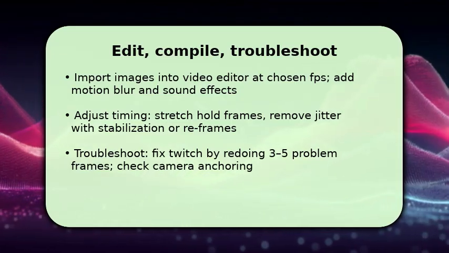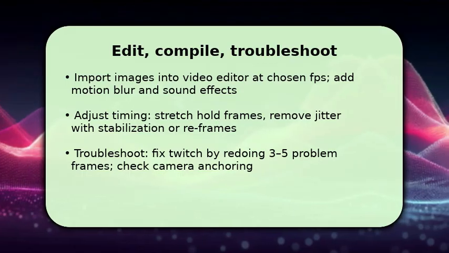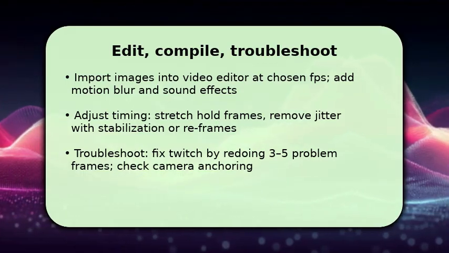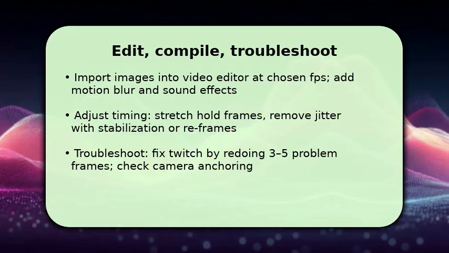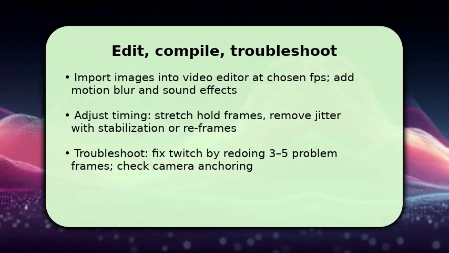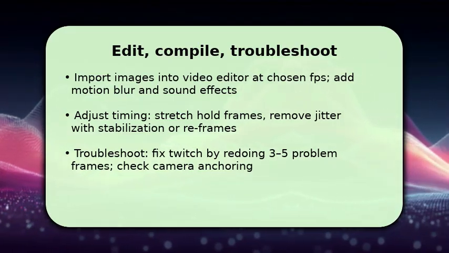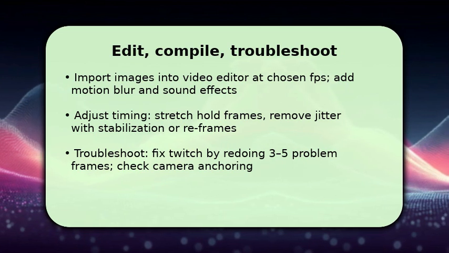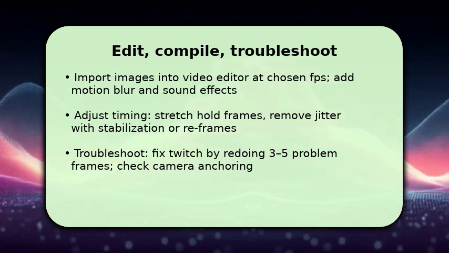If you see jitter or inconsistent motion, redo the 3 to 5 offending frames rather than the whole sequence. Check that the camera remained fully anchored and that model pivot points didn't shift. As a key troubleshooting tip, always verify camera lock and consistent naming before re-rendering to avoid issues.